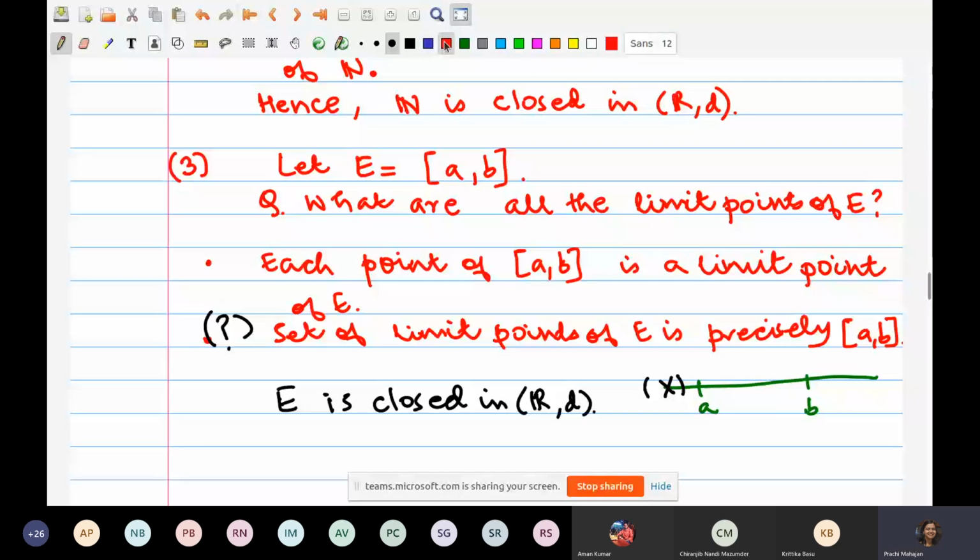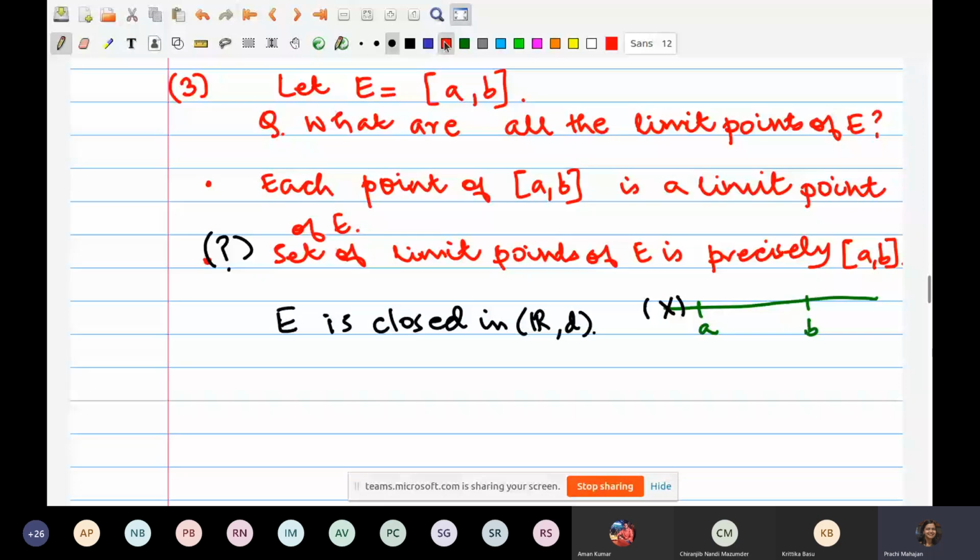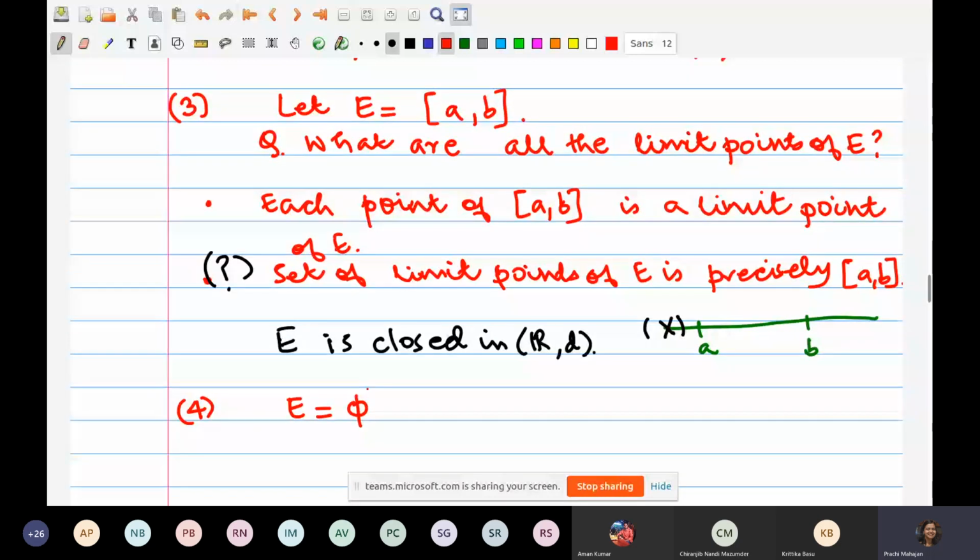Any point of time there's something which is bothering you, please ask. Another example is, what if E is the empty set? And the question I am asking is, is E closed in the Euclidean space? In order to answer this question, you need to tell me what are the limit points for this set.